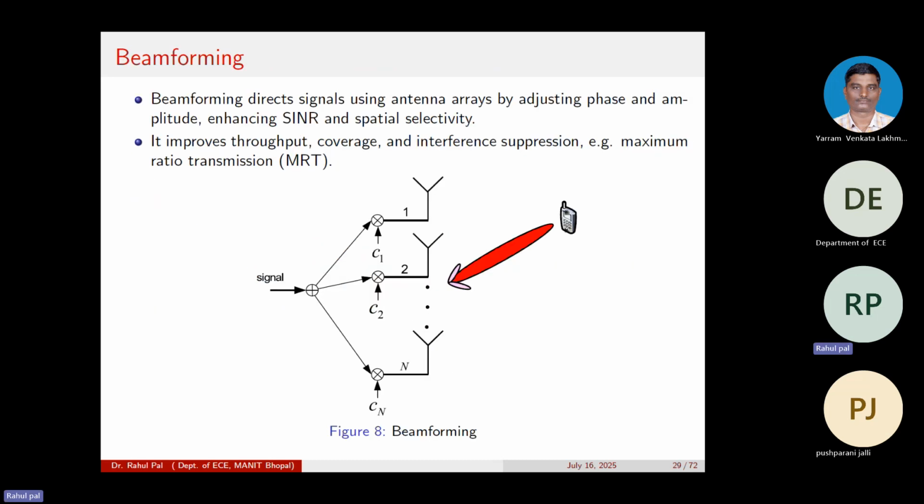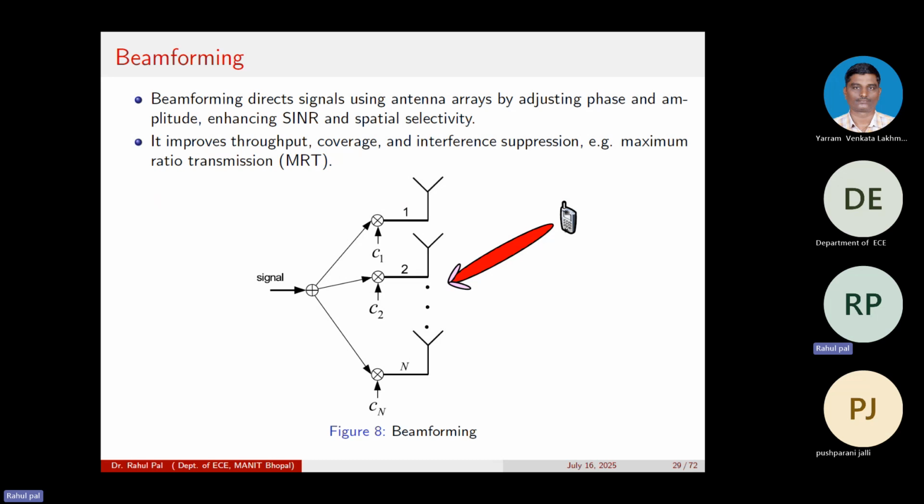Because, for example, the mobile station can move in any direction. It is not necessary that you will always be sitting at your place; you will keep moving. The signal may be coming towards me through one path, and you can move so that the direction changes. So again the weights need to be adjusted accordingly. But what would those weights be? This is the whole problem.